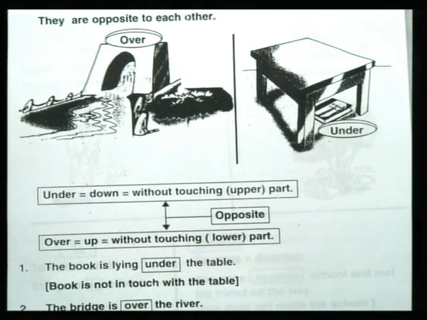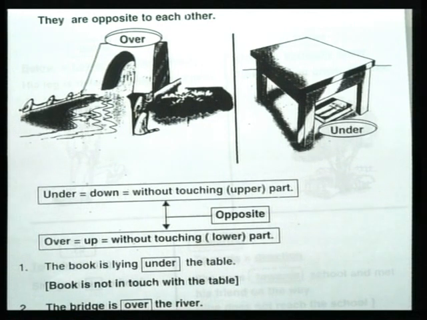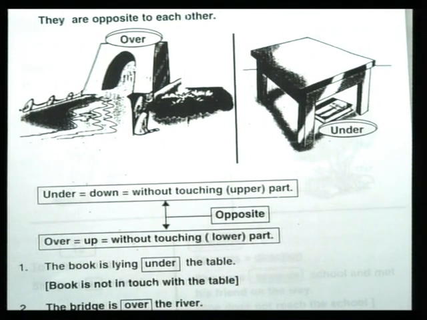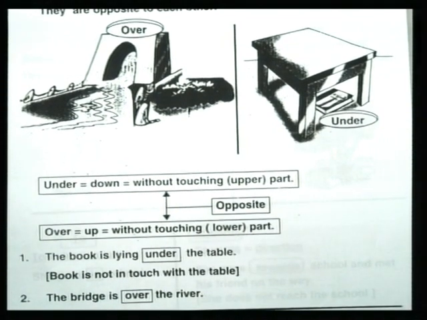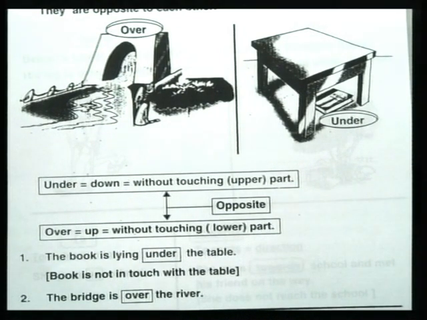The book is lying under the table. Means it is lying under the table without touching any part. These are the general examples which you use in your daily life. Now over, that is without touching the lower part. The book is lying under the table means the book is not in touch with the table.